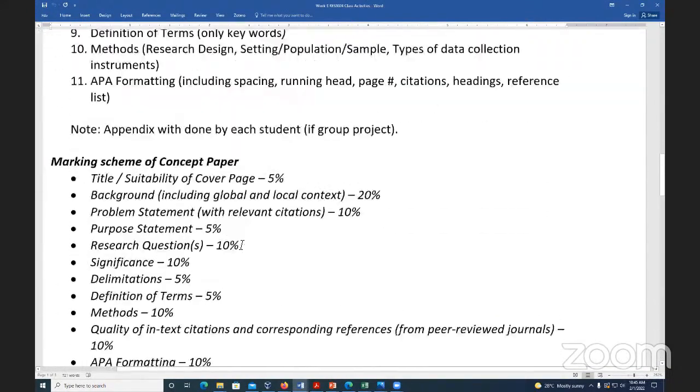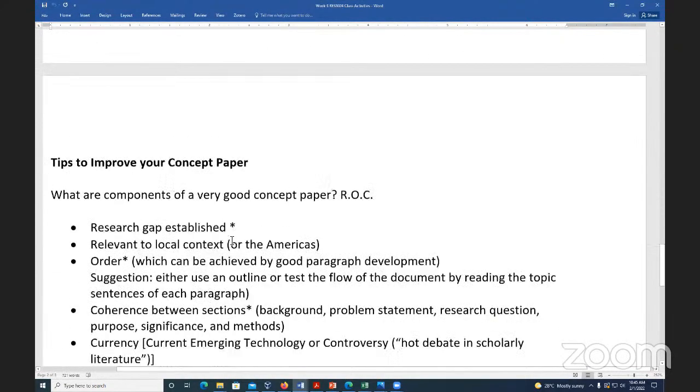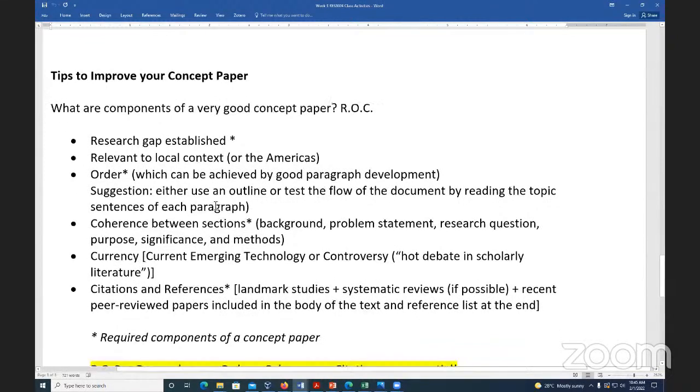Right. So this is the assignment. It's also up on the Moodle site. But this is what I want to talk about for the rest of the time. Two things. So this one, I made this up yesterday: tips to improve your concept paper.